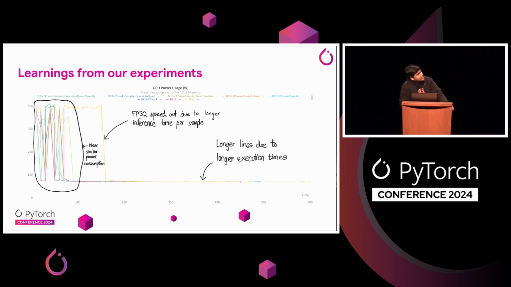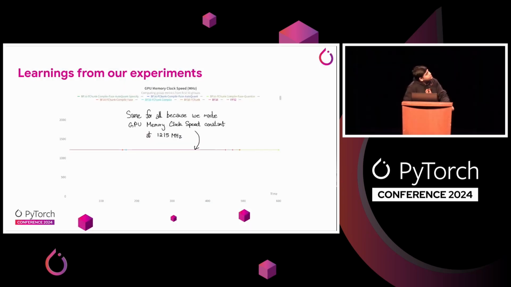You can also say the same for FP32, where their longer line is basically signifying how much extra inference time it's taking for each sample. Lastly, this is the GPU clock graph, which is basically telling us the fact that, of course, we set it constant. Hence, you're going to see that it's just a straight line.